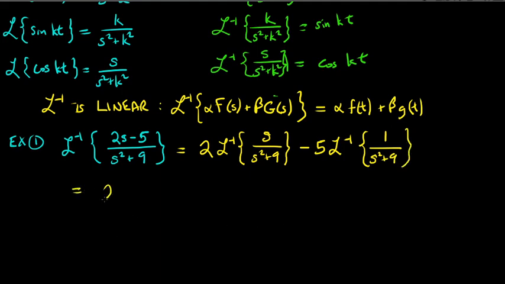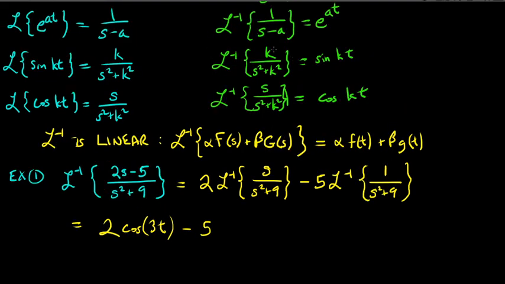So minus 5 times the inverse Laplace transform of 1 over (s squared plus 9). Okay, so s over (s squared plus 9), that's just cosine of kt, with k squared being 9. So if k squared is 9, k is 3. So this is just going to be cosine of 3t. Parentheses are optional. Minus 5 times 1 over (s squared plus 9).